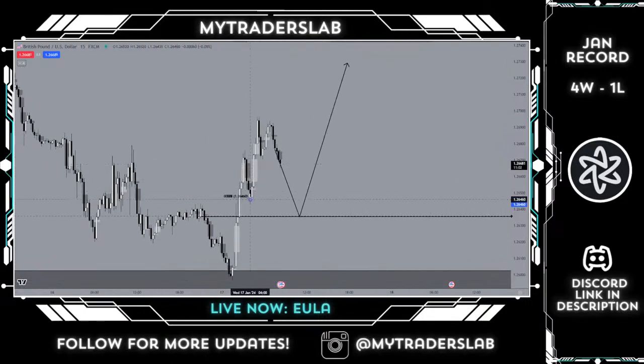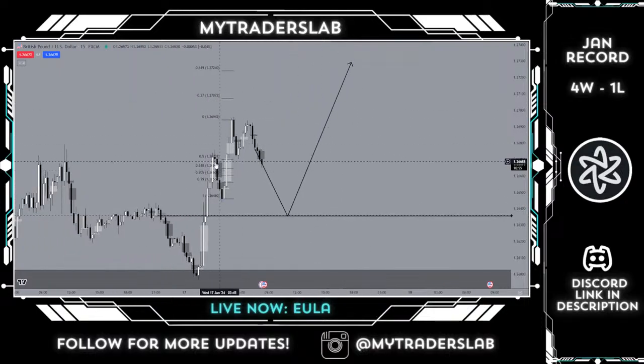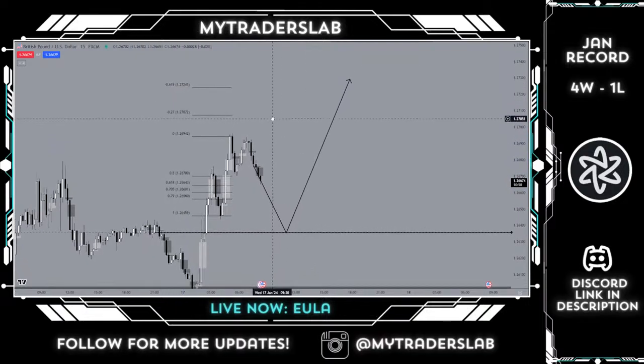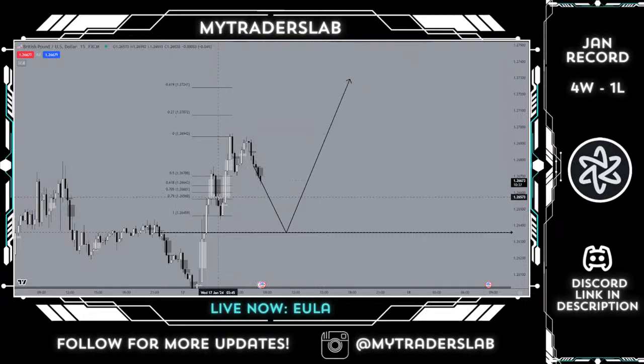Let's show the optimal trade entry levels. We can actually see a balanced price range here. Yeah, price is currently tapping into this balanced price range, but I want to see maybe it tap 0.705. That might be the optimal level to enter actually. Okay.